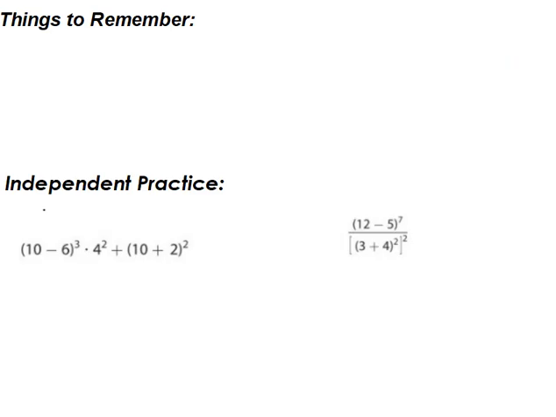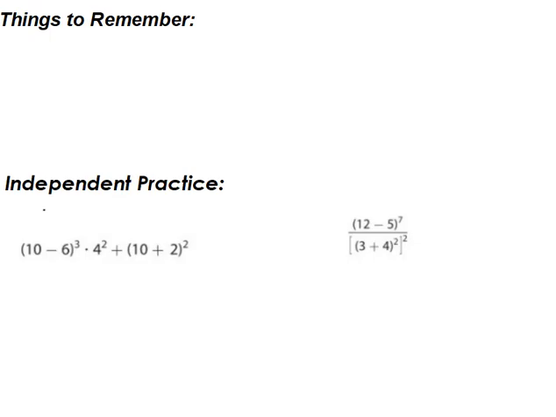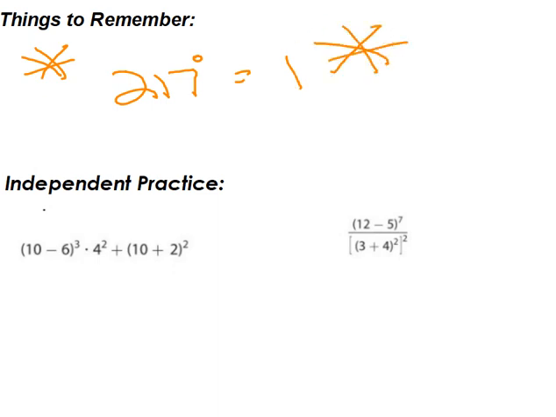Okay, that's it. So really it was just getting more practice and understanding how all these properties work together, and understanding the zero exponent property. Okay, so things to remember: 217 raised to the power of 0 equals 1. Okay, 514 raised to the power of 0 equals 1. Anything raised to the power of 0 is 1, guys.